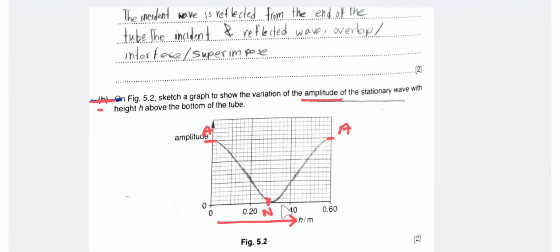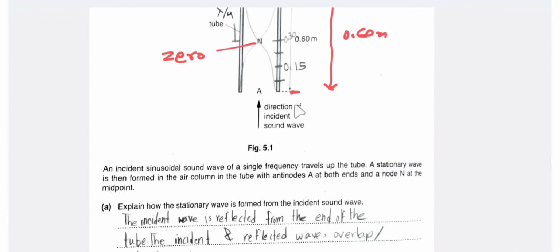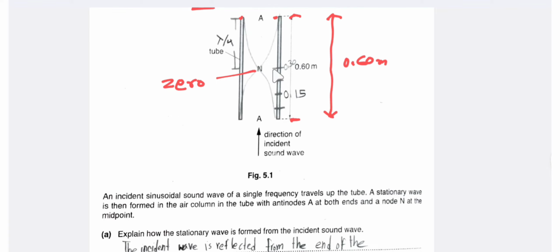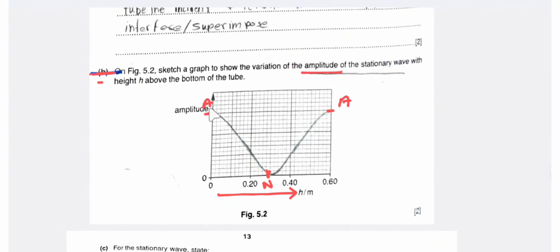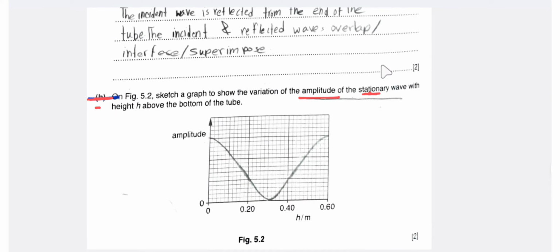Antinodes have maximum amplitude and nodes have zero amplitude. So this point is a node that has zero amplitude, and the node is formed at the half, 0.60 by 2, that is 0.30 meter. So the node is formed at 0.30 meter and it has zero amplitude. Then we just join the points like a wave. So this is the wave that is formed for the stationary wave.